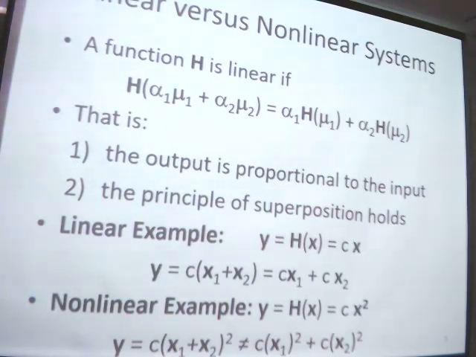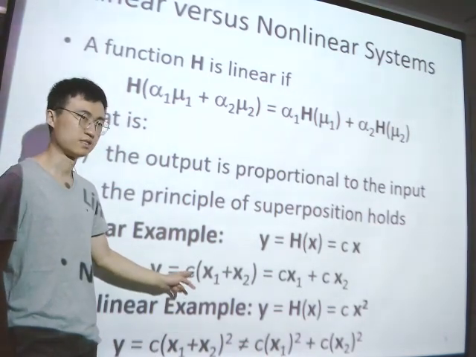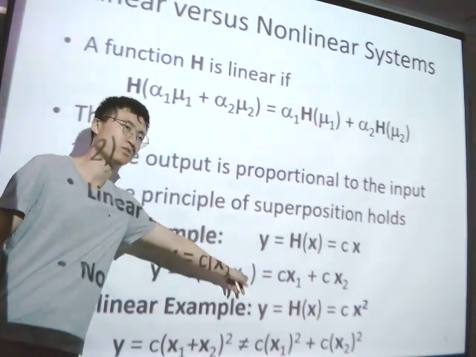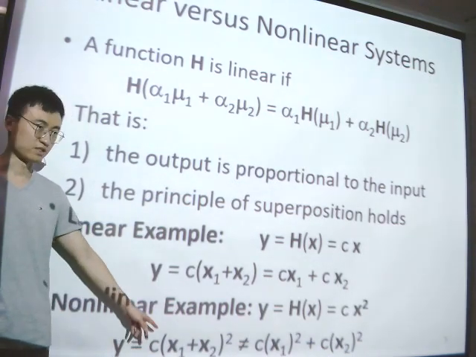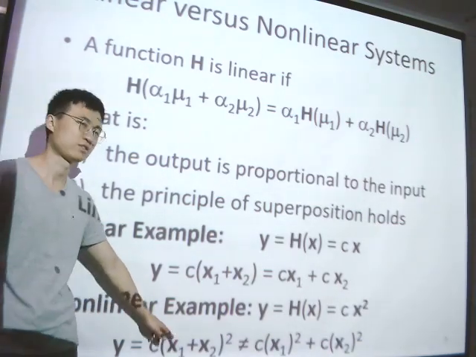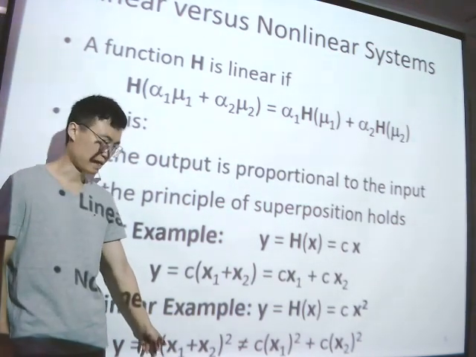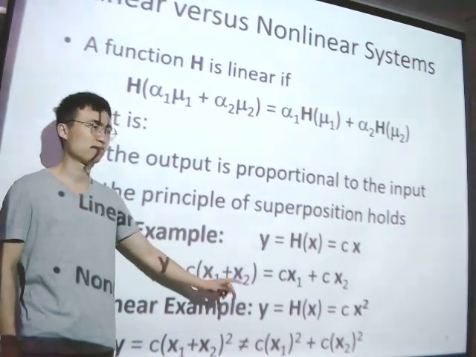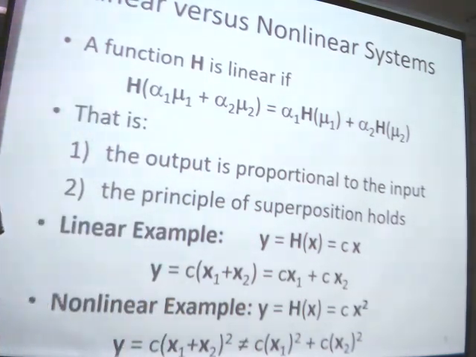Because we use the same coefficient, C times S1 plus C times S2 works. But for this other one, the square of the sum of S1 and S2 is not equal to the sum of the squares, because the square of S1 plus the square of S2 plus 2 multiplied by S1 and S2 is not equal to this.